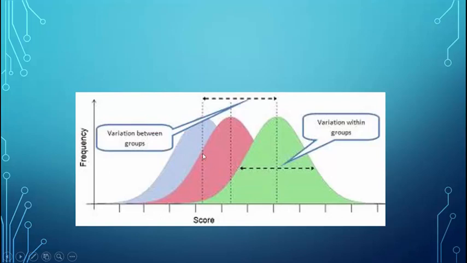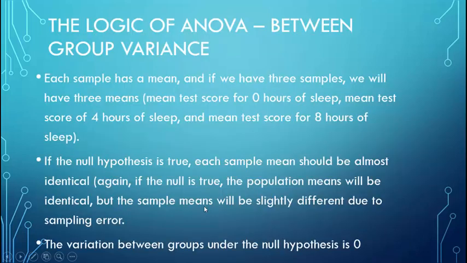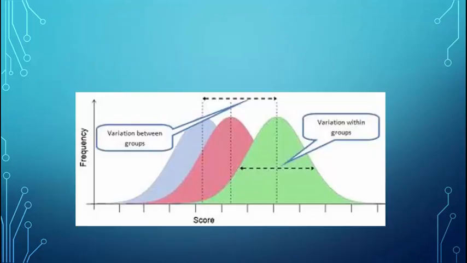You know that this pink distribution continues behind the green one. It's just that they're overlapping. And this blue distribution continues behind the pink one. It's just that they're overlapping. So we've got 3 groups that we're comparing, each with their own mean. Okay, let's start with the idea of between group variance or between group variability. This suggests that each sample has its own mean, and if we have 3 samples, we'll have 3 means. We'll have the mean test score for the 8 hours of sleep group, which in this case is right here. We'll have the mean test score for the 4 hours of sleep group, which is right here. And the mean test score for the 0 hours of sleep group, which is right here.